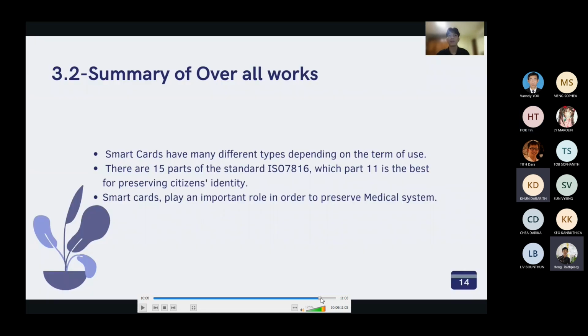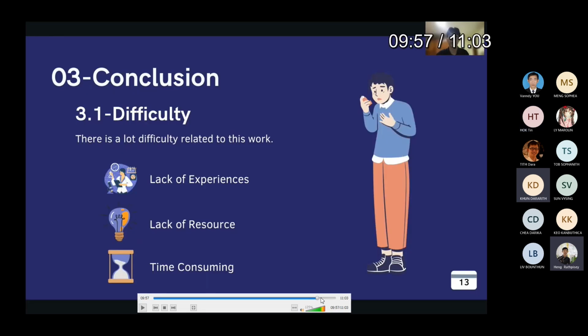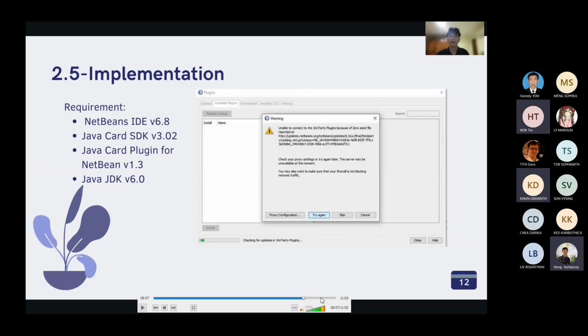Excuse me, teacher, can you hear me well? Okay, I hear you. Thank you for your question. Actually, we have the physical devices for this implementation, such as a card reader. We have two types of card reader, and also a card writer. As for the cards, we have a Java Card and also an ISO 7816 card. Both are based on the ISO 7816 standard.